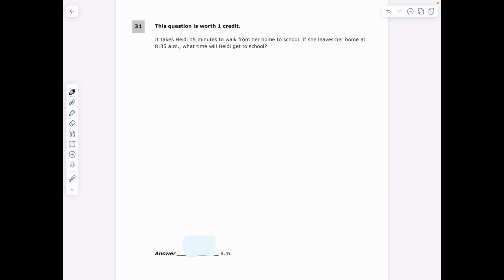All right, I'm going to read through the problem and then show the answer, and then I'll work it out. It takes Heidi 15 minutes to walk from her home to school. If she leaves her home at 8:35, what time does she get to school? And the answer for this is 8:50. Okay, so check off your work. If you have that exact answer, give yourself 1 point. If you have any other number but 8:50 a.m., then you have 0 points.